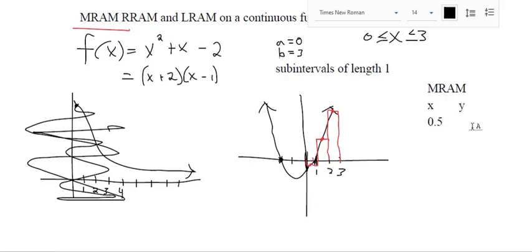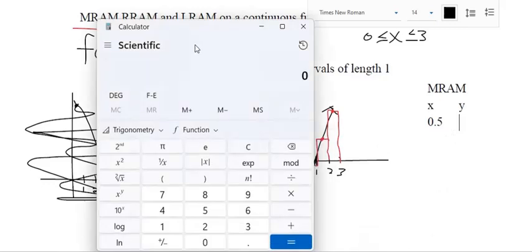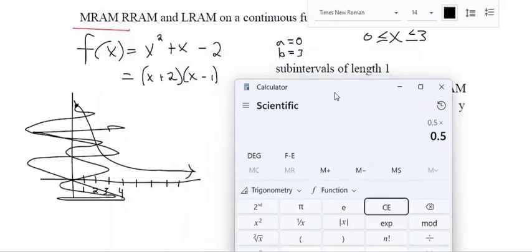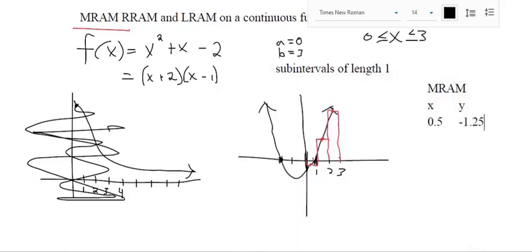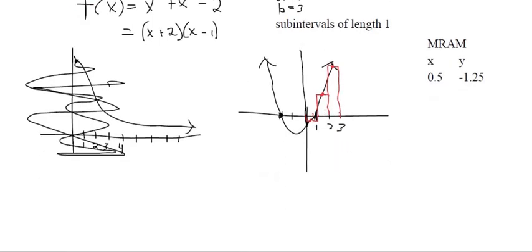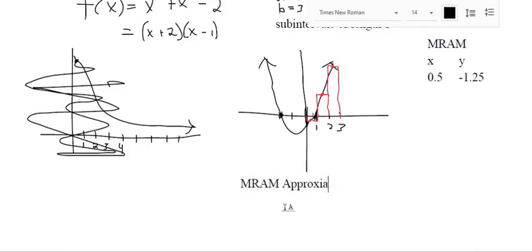So 0.5, if I plug that in, 0.5 squared plus 0.5 minus 2, that's negative 1.25. And so the area of this rectangle is 1 across and negative 1.25 down. We just found out the y coordinate is negative 1.25, so it goes down negative 1.25. So 1 times negative 1.25 is negative 1.25. Okay, but we'll want to add them all up.